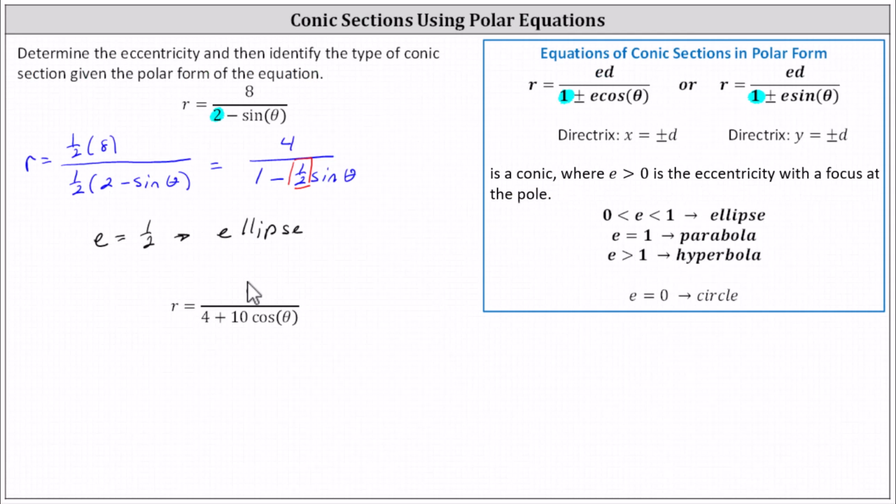Again, focusing on the denominator, we need this 4 to be a 1 to identify the eccentricity, and therefore we'll multiply the numerator and denominator by 1/4. This will give us an equivalent equation in the correct form, which gives us r equals 1/4 times 9, all divided by 1/4 times the sum of 4 and 10 cosine theta.